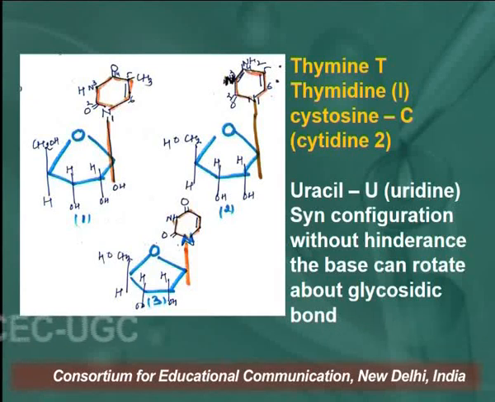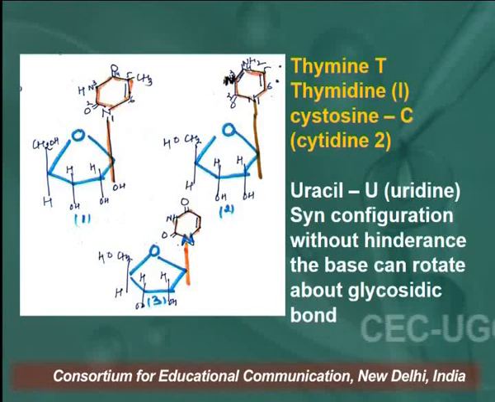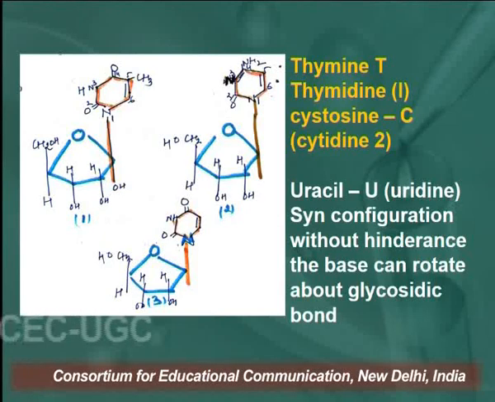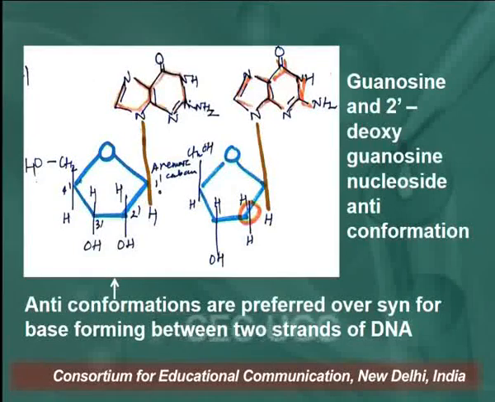Without hindrance, the bases can rotate about the glycosidic bond, which is between the beta anomeric carbon of the sugar and the nitrogen of the base. In the syn configuration, because there is no hindrance, the base can rotate around the glycosidic bond. Similarly, on your screen you can see the anti conformations are preferred over the syn for bases forming the two strands of DNA. So, in DNA molecules in a double helical structure, the anti conformation of nucleosides is preferred over the syn.